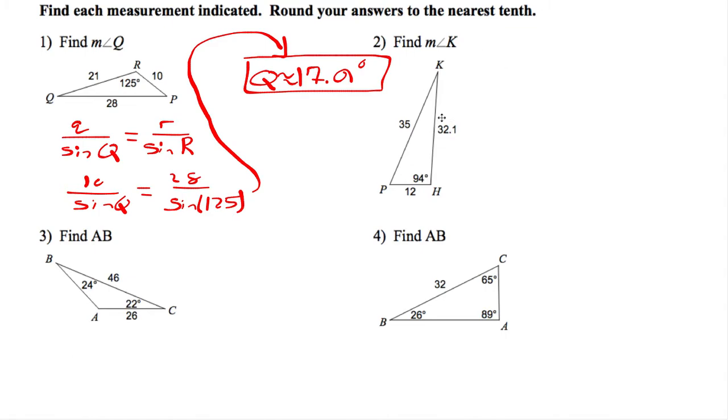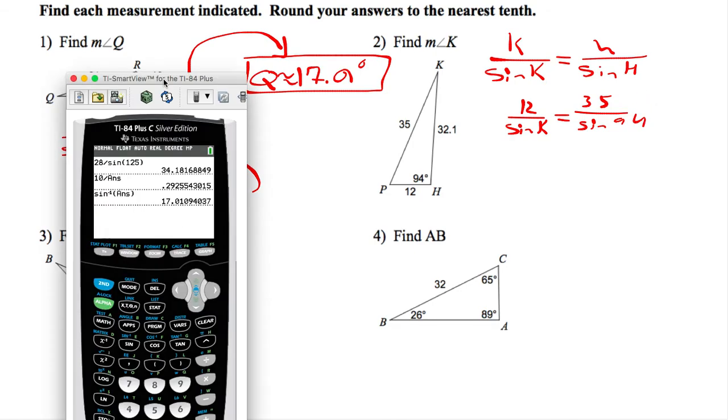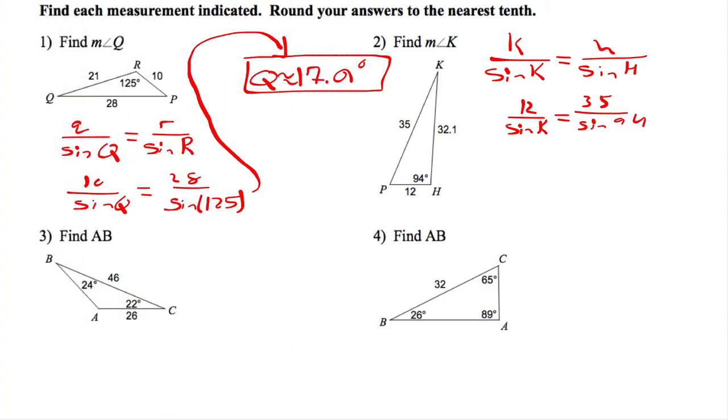For K, since I'm looking for angle K, I'm going to say side K over the sine of K. Here, because I have angle H, I'm going to do the sine of H and the side of H. So the side of K, right here, is 12. So I get 12 over the sine of K, yet again in the denominator, over H, which is 35, over the sine of 94. And I'm just going to use my calculator again, same procedure. So I'm going to do 35 divided by the sine of 94, and then 12 divided by that value. And then I'm going to take the inverse sine of my answer, which gives me about 20. So K is about equal to 20 degrees.